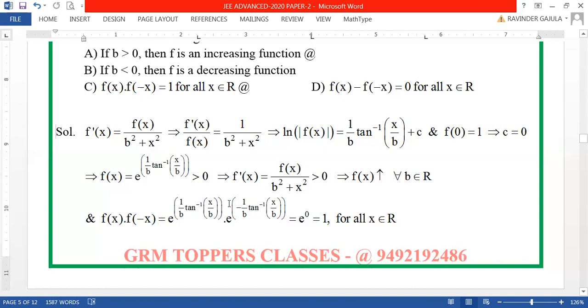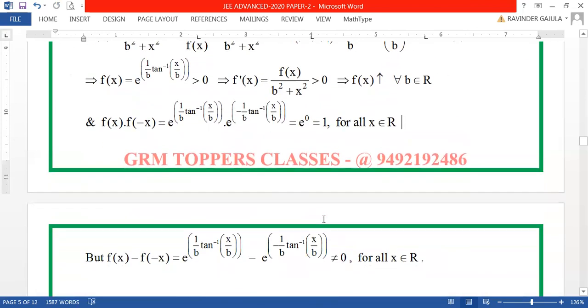This minus will come out of tan inverse: e power minus 1 by b tan inverse x by b. Adding powers here, you will have e power 0 equal to 1 for all x belongs to R. So that is true. Whereas f of x minus f of minus x cannot be 0 because it is the sum of the reciprocals. The sum of the reciprocals will be more than or equal to 1 or less than or equal to minus 1. Therefore, this is not equal to 0 for all x belongs to R.